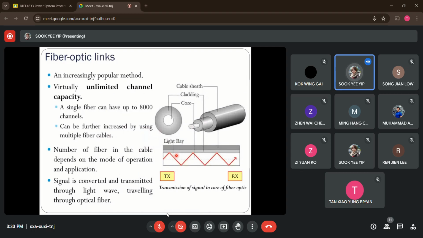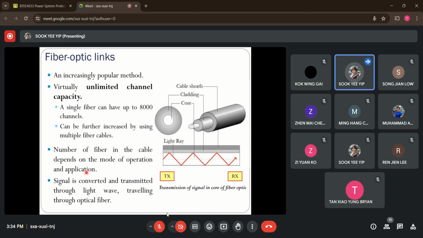We have another communication channel also being rapidly introduced into electrical power systems, known as fiber optics links. Nowadays, fiber optics channels can be used because they have virtually unlimited channel capacity. For example, a single fiber optics link can have up to 8,000 channels to be used, and this number of channels can be further increased if I'm using multiple fiber optics links. Take note that the number of fibers within the same cable depends on the modes of operation as well as the application.